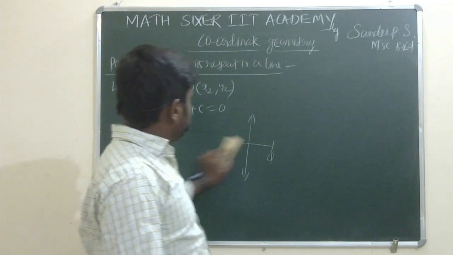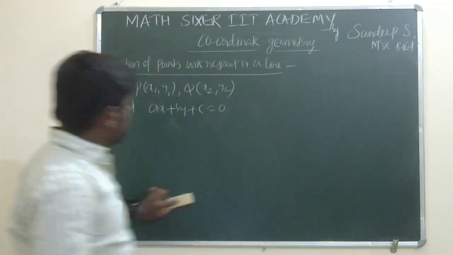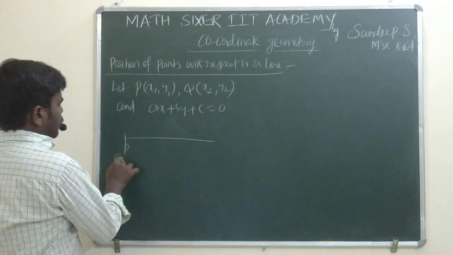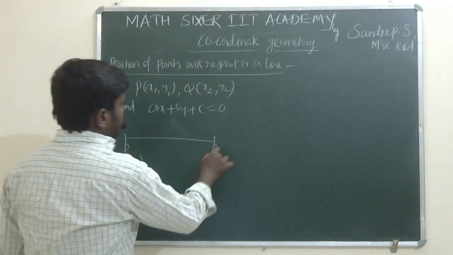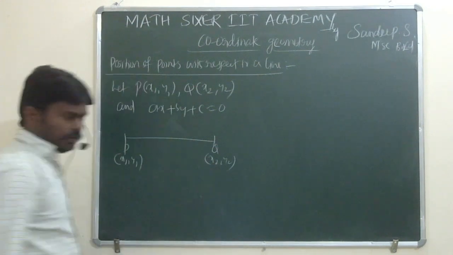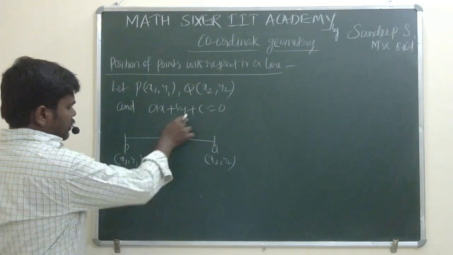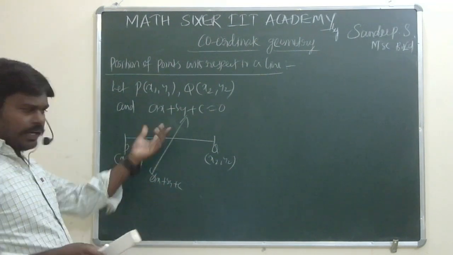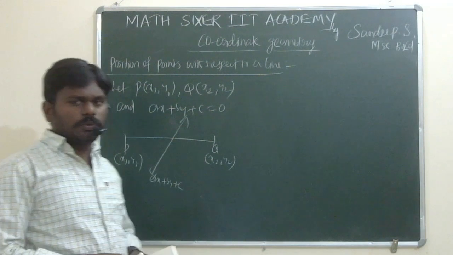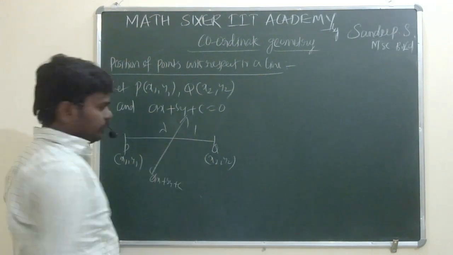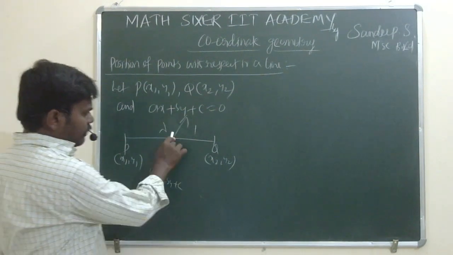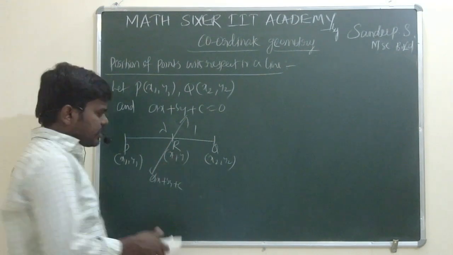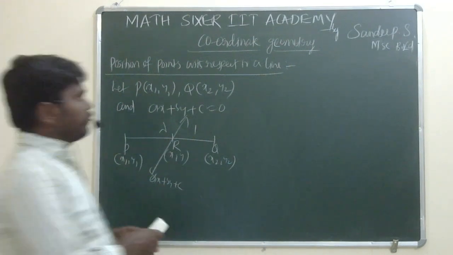Here we have already discussed this in our last videos. Suppose I am taking a line segment with P(x1, y1) and Q(x2, y2). Now suppose the straight line ax + by + c is dividing the line segment PQ in the ratio lambda : 1. Then here you can see one common point, let it be R(x, y). Then what is R here? That we will see now first.